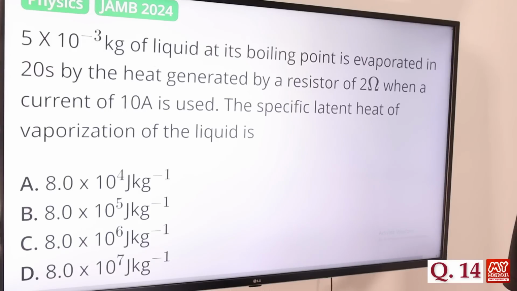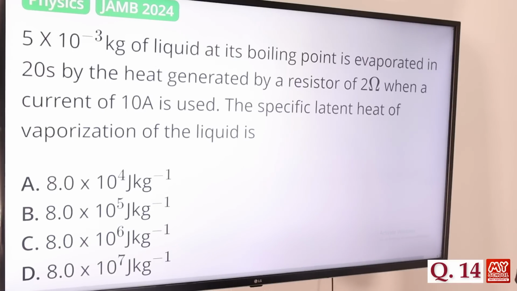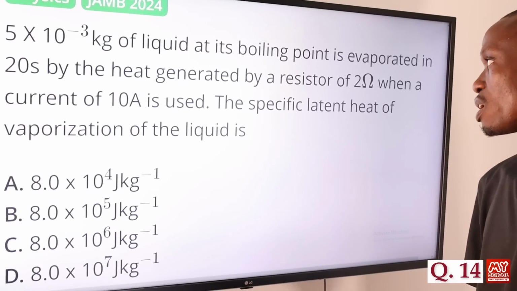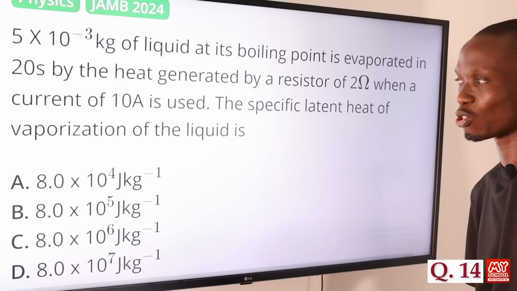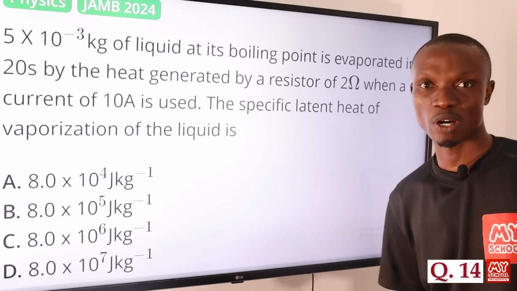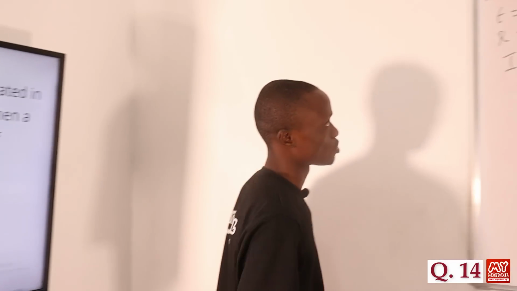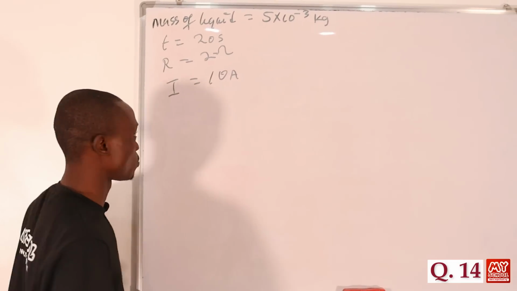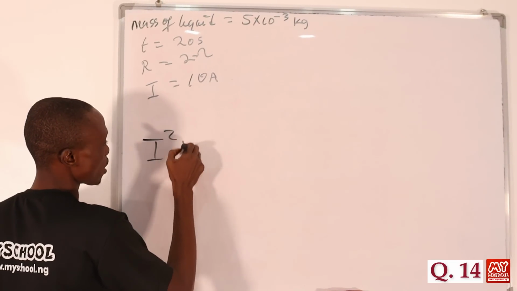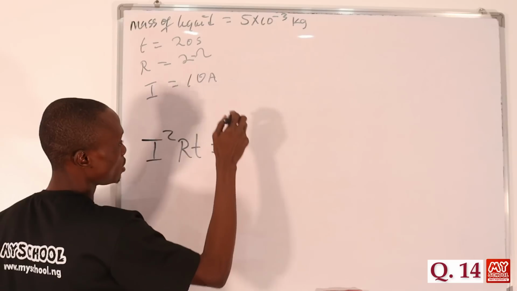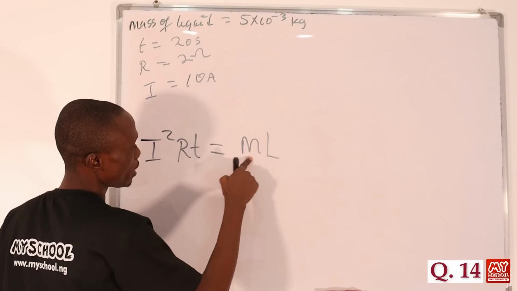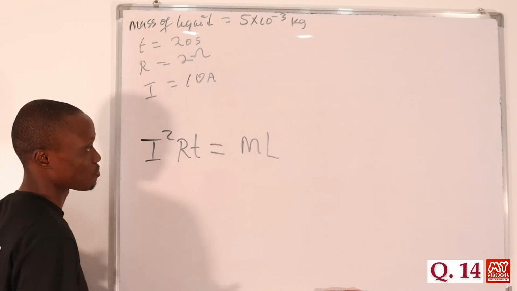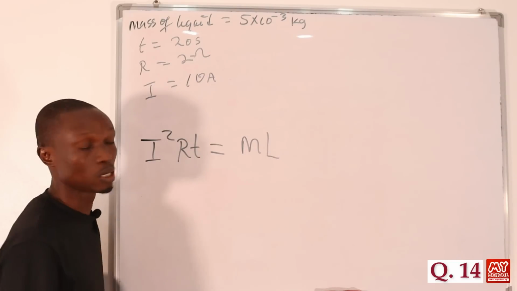evaporated in 20 seconds by the heat generated by a resistor of 2 ohms when a current of 10 ampere is used. The specific latent heat of vaporization of the liquid is. So let's move over to the board to provide answer to this question. The heat actually required to evaporate the water at its boiling point is given as I squared Rt. Okay, and this heat will be equal to mL, where m here stands for the mass of the liquid, while L here stands for the specific latent heat of the liquid.